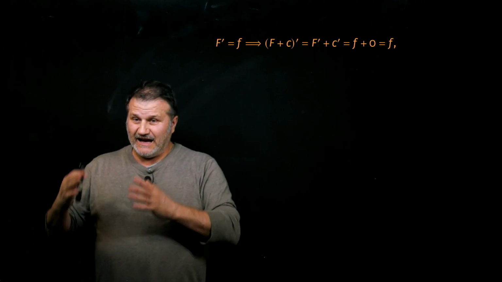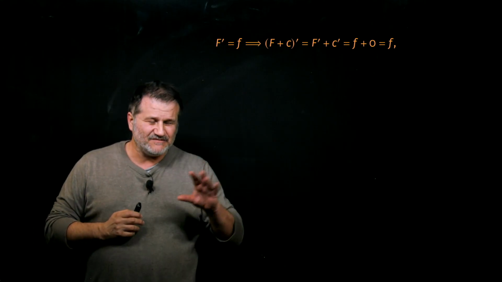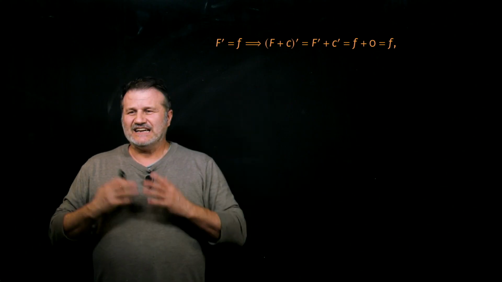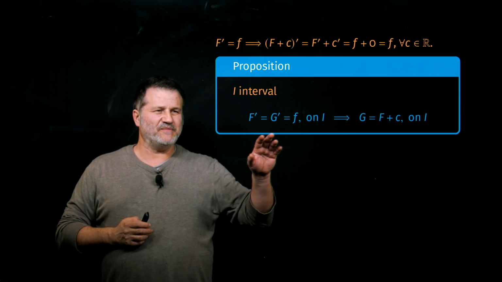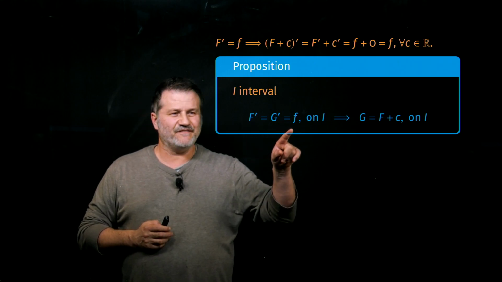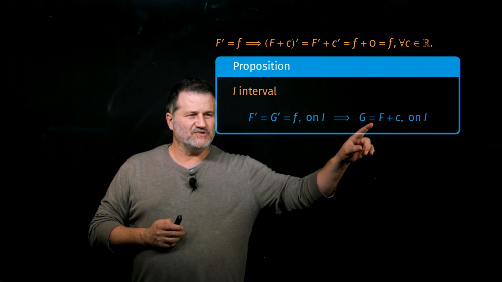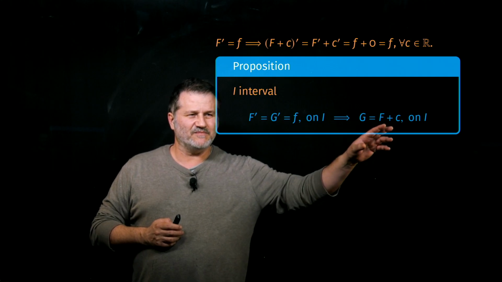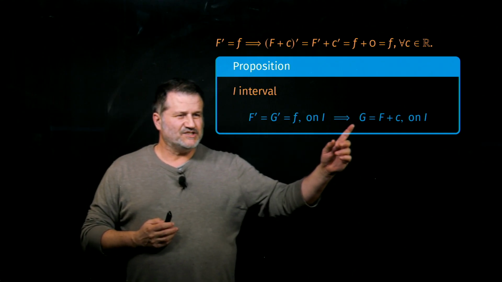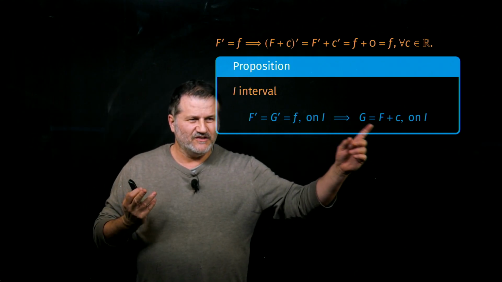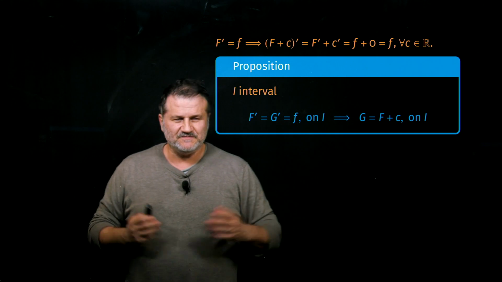Now, if we are on a domain which is an interval, this is the characterization of primitives, in the sense that if we have any two primitives of the same function little f, the difference between the two is a constant. So one is given by the other plus a constant. In other words, once you know a particular primitive, you know all the possible primitives.